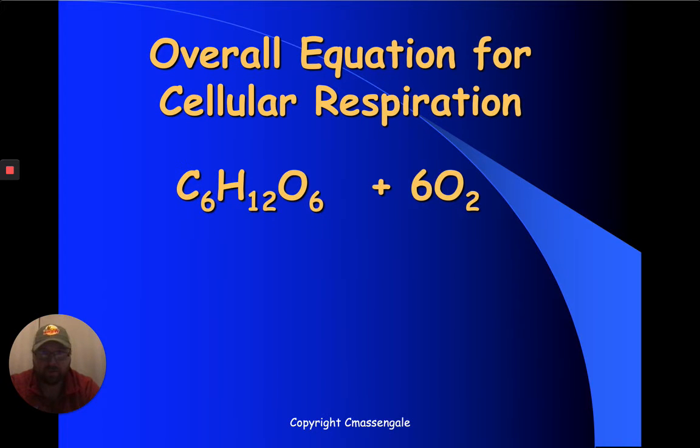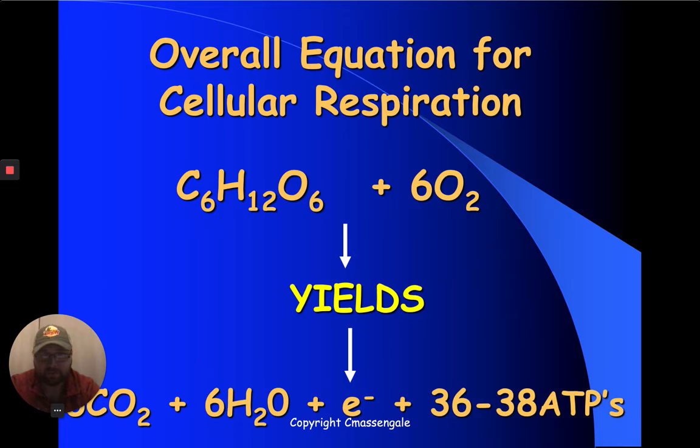So, the overall equation. Let's bring these things in here. One molecule of glucose plus oxygen that we inhale gives us carbon dioxide, water, energy and electrons, and 36 to 38 ATPs. Again, all this comes from breaking this down. We want to break glucose apart just to get the energy.